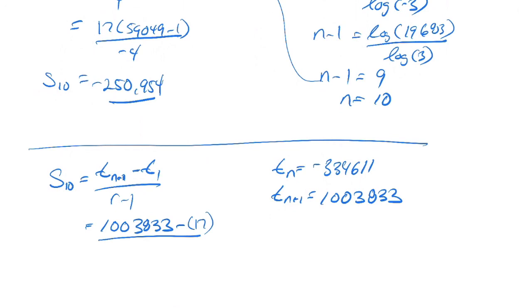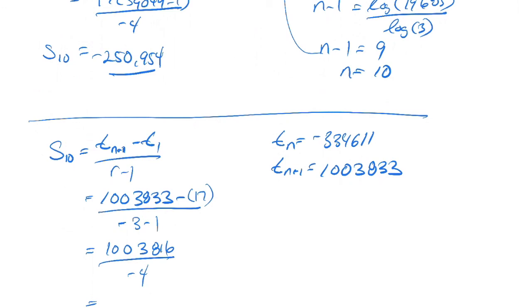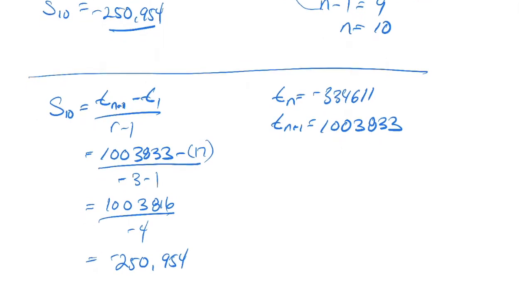And take that and divide it by r minus 1, so negative 3 minus 1. So essentially this is 1,003,816 divided by negative 4. And lo and behold, we get negative 250,954. So, given a question to solve, I use either one, but hopefully you can see that you actually want to prefer to use the second one.